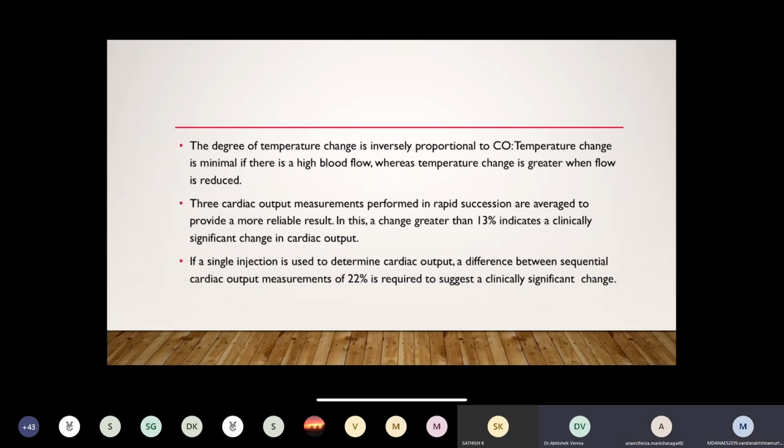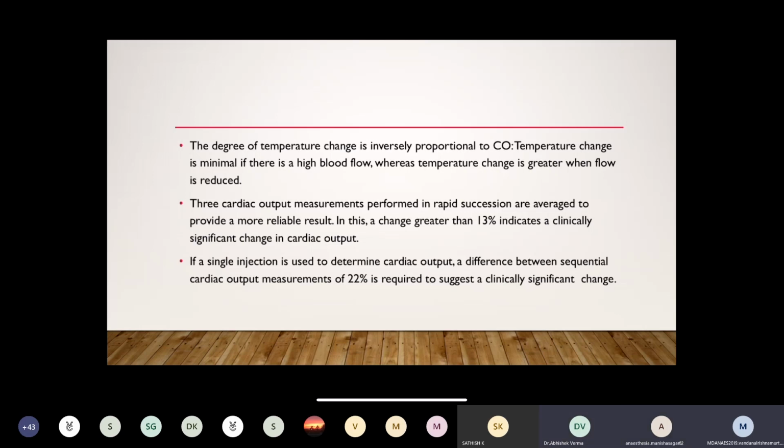Let's see intracardiac shunts. In the thermodilution technique, the cardiac output is measured by the right ventricular output. In intracardiac shunt, right and left ventricular output will not be equal, so it will affect the accuracy. Tricuspid and pulmonary valve regurgitation. In this condition, the recirculation of indicator across the incompetent valve.